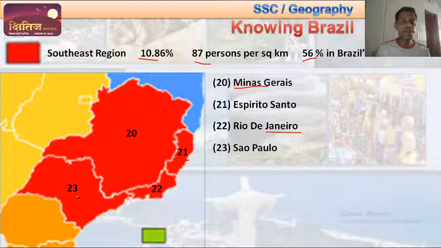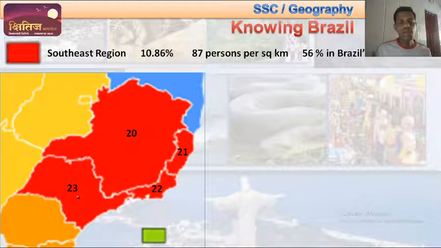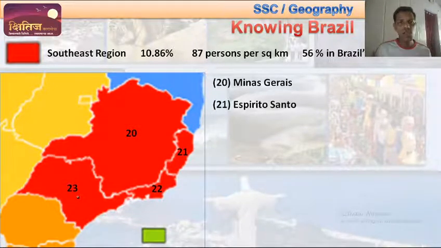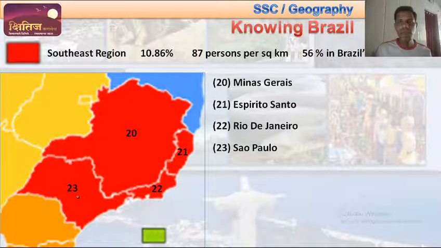So let us revise their names once again. Number 20 is Minas Gerais. Number 21 is Espírito Santo. Number 22 is Rio de Janeiro, and number 23 is Sao Paulo. Okay, I hope now it is very clear.